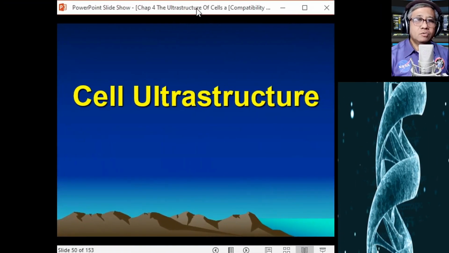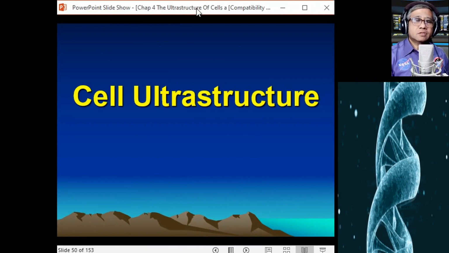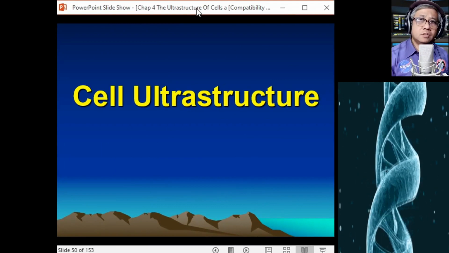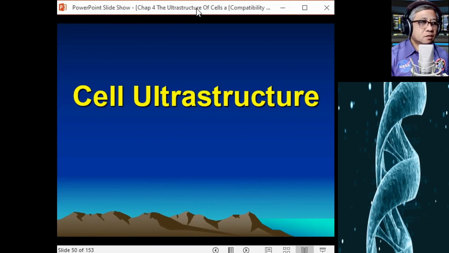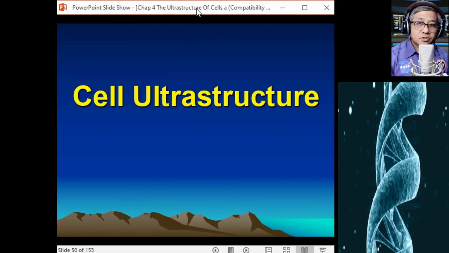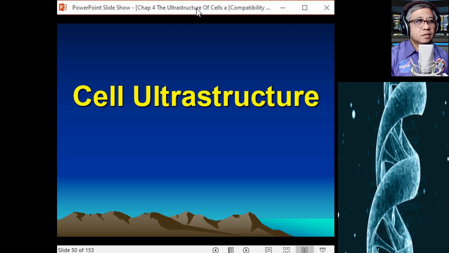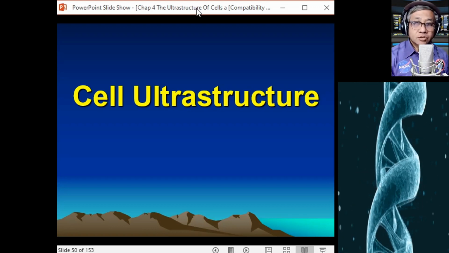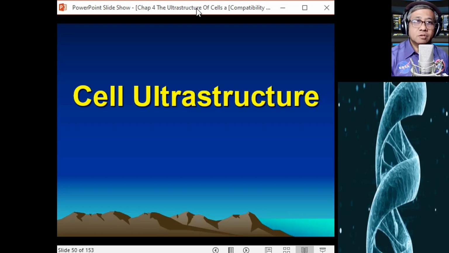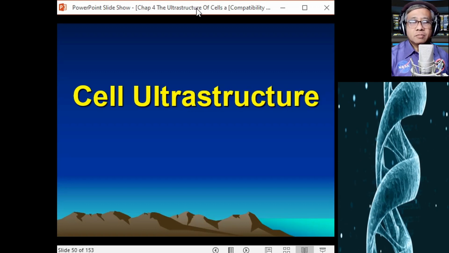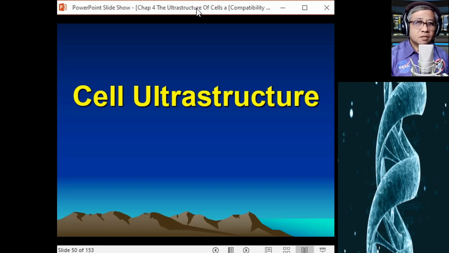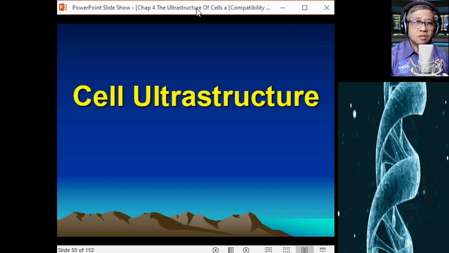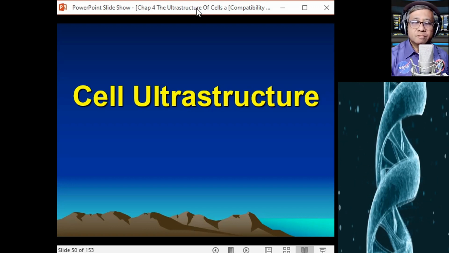Let's have now a review of the ultrastructure of the cell. So again, when we speak of the cell ultrastructure, these are the parts or structures of the cell that can be observed using the electron microscope, right? Because many of these structures are so small that they can only be examined through the electron microscope.